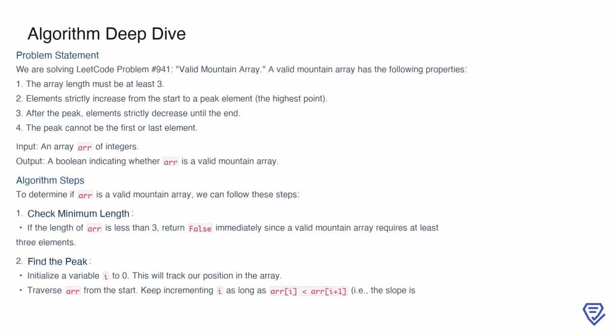To achieve this, we'll break the problem down into a series of steps. First, we will check if the array has the minimum required length. Then, we'll identify the peak by traversing the array in the upward direction. Once we find the peak, we'll ensure its position is valid. Finally, we'll verify the downward slope to confirm if the array descends properly after the peak. If all these conditions are met, the array is a valid mountain, otherwise, it's not.